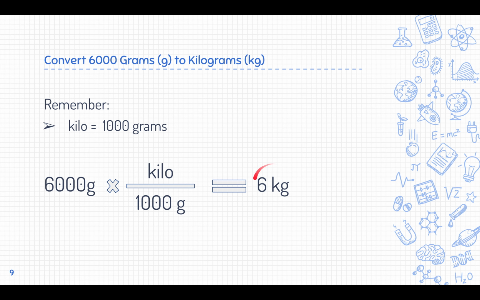So we can double check this by dividing by 0.001 to get the value back into grams. And surely enough, we'll get 6,000 grams when we do that.